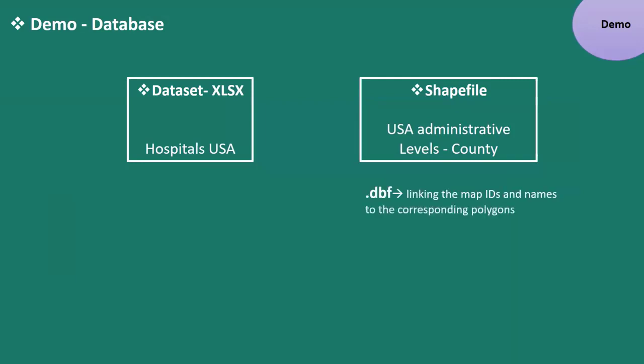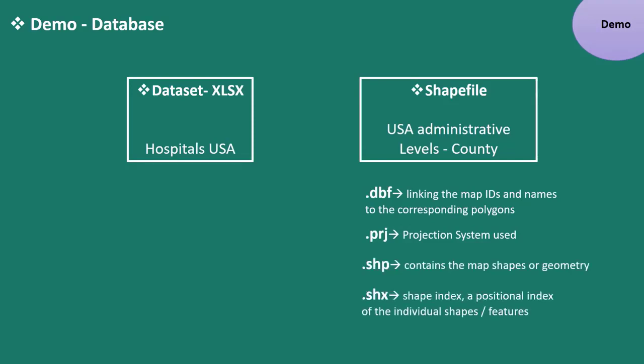We have the DBF file, which is all the attributes that describe the geometry. It's a table basically. And then we have the projection system, which is stored in a different file. And then we have the SHP file, which is the actual shape or geometry. And then we have the SHX file, which is an index file that connects the DBF file with our geometry, with the SHP.